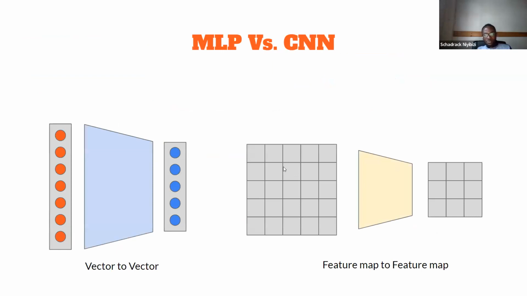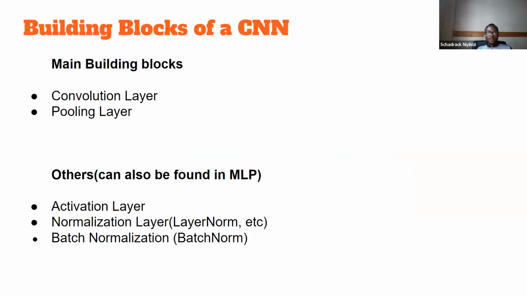Then for CNN, once we give this input to the CNN, we try to extract the best features from this original image, which gives us the other feature map. That's why we say that for CNN, we do feature map to feature map. But for MLP, we do vector to vector. So that's the main difference between them about the representation.